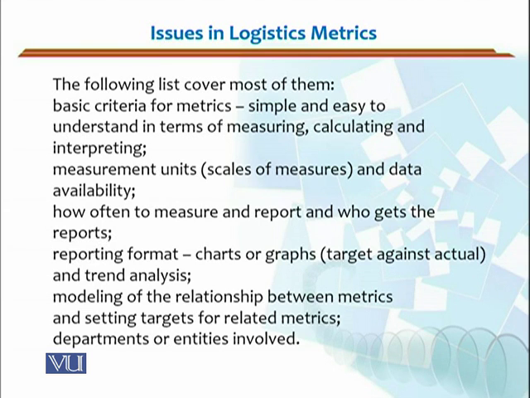Modeling of the relationship between metrics, that is, between and among metrics. Do we need to model the relationship? Do we need to show that one metric is actually dependent upon the other, or how it affects the other metric? And setting targets for the related metrics, of course, for the departments or entities involved. Do we need to set the targets?